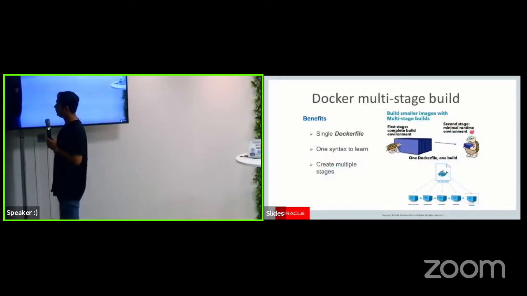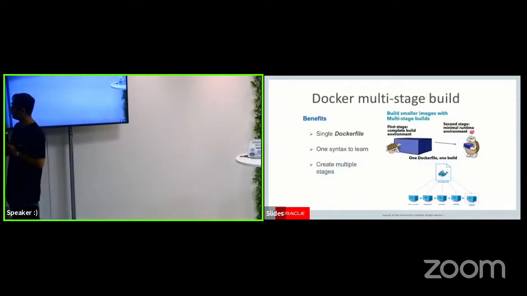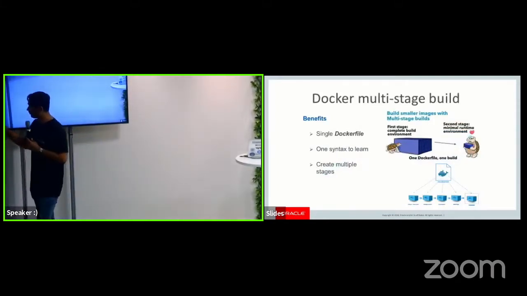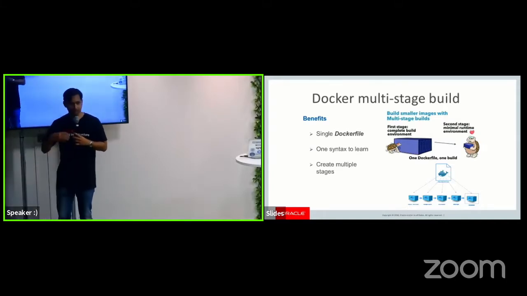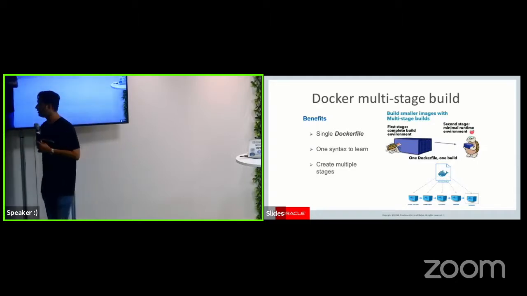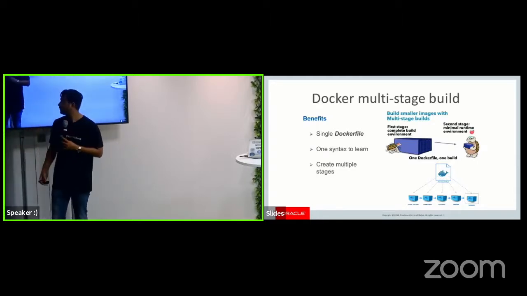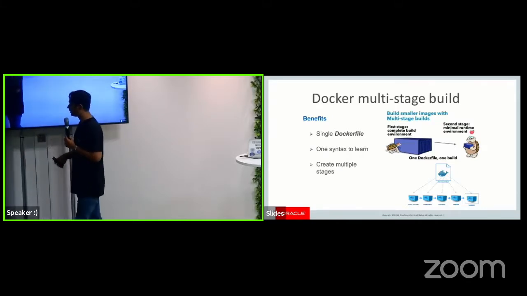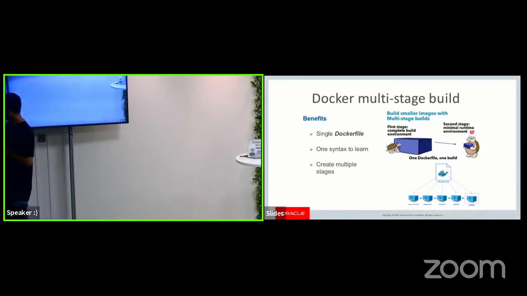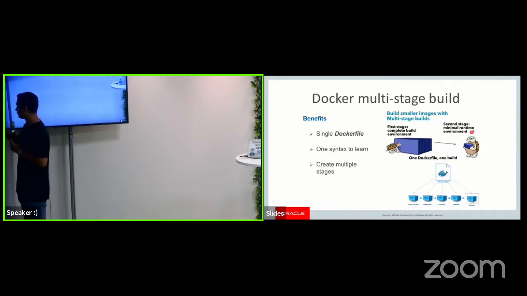So what is a Docker multi-stage build? Let's look at the benefits. It's a single Dockerfile, unlike the builder pattern where you may end up having two or three different builder pattern files. It's one single syntax to learn, which is FROM, and you create multiple stages for that. These are the base image, the compilers, then linkers, the testing, and then the final release, all within a single Dockerfile.